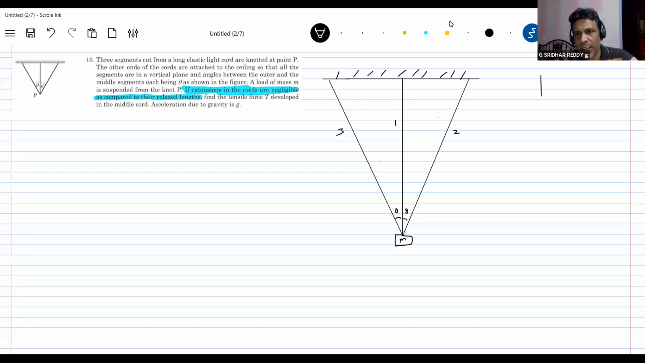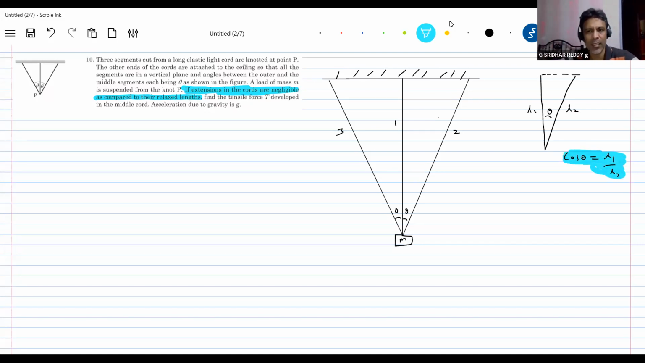First, I'll write this one equation so that I'll be on the safer side. Let this be L2, let this be L1, and this is theta. So what is the equation now? Cos theta equals L1 by L2. This is the idea of the problem. Without this information, there is no way we can reach the end answer.